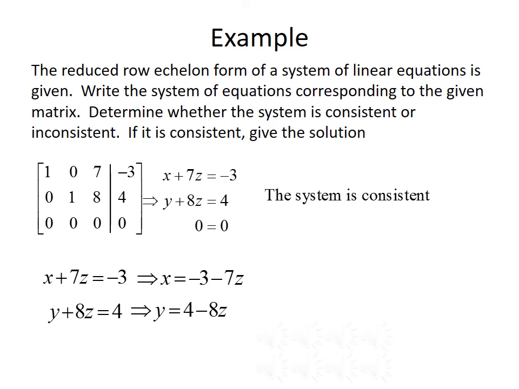Now that we have both x and y in terms of z, we can write out the solution to the system all in terms of z. So we'll have an infinite number of solutions, and they'll take the form negative 3 minus 7z, 4 minus 8z, and z.